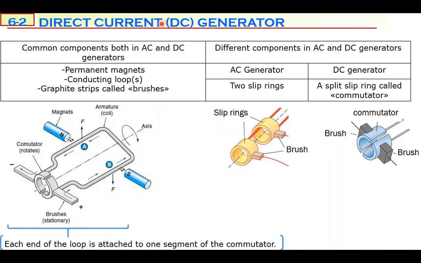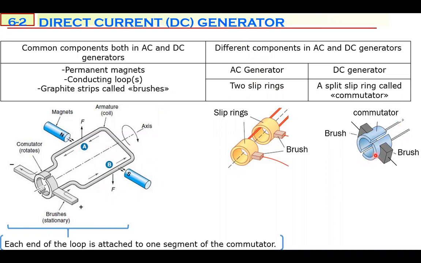All right, so this is the difference between the AC generator and the DC generator. In an AC generator, the ends of the loop are connected to slip rings. There are two slip rings. But in a DC generator, there is a split slip ring. We split one slip ring into two segments, two half segments.